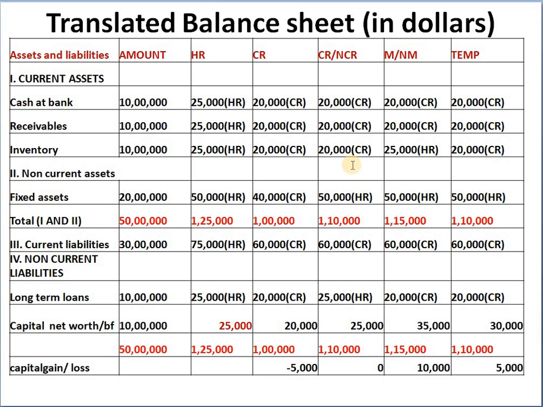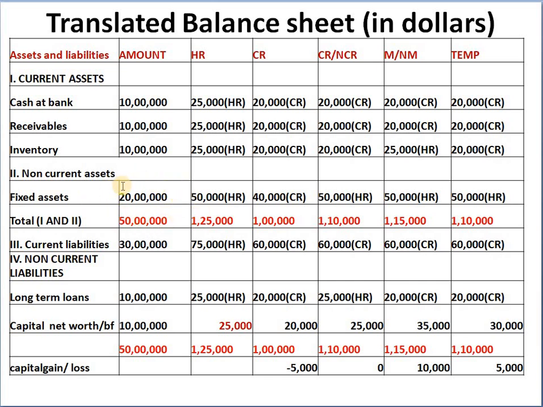Again 10 lakh divided by 50, you are going to get 20,000. 10 lakh divided by 40, you are going to get 25,000. 10 lakh divided by 50, you are going to get 20,000. So all the items of current assets are finished. Now let us come to the non-current assets. Non-current assets, you have only one item, that is fixed assets. So fixed assets, write down 20 lakh.